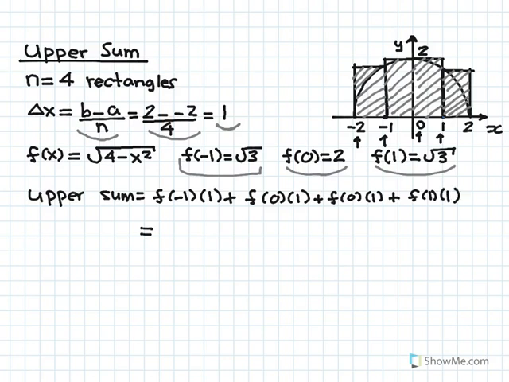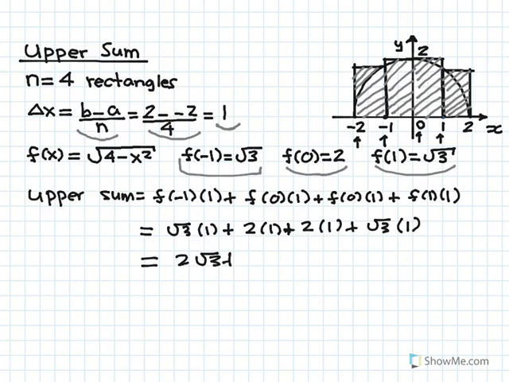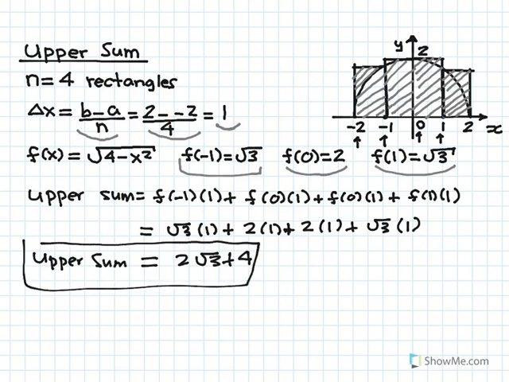Now, all of these functional values have been evaluated. F of minus 1, that's root 3, times the width of 1. F of 0 is 2 times 1. F of 0 again is 2 times 1. And f of 1, that's just root 3 times the width of 1. Let's add these up. We're going to get 2 root 3 plus 4. This is the upper sum. The exact area, we computed that before, and the exact area is equal to 2 pi.